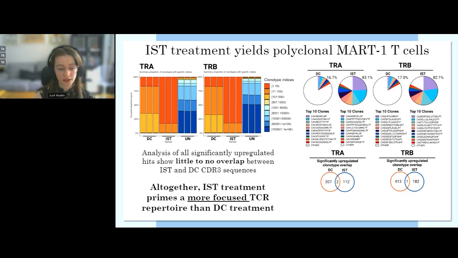So lastly, we looked at if there was any overlap in the CDR3 usage between all the significantly upregulated chains. And overlap here implies that dendritic cells and IST are priming the same TCR chain. There's a match there. So we found 2 overlapping chains for the TRA and 1 overlapping chain for the TRB. And although this might be an artifact of low sequencing depth, it may also indicate that dendritic cells and IST are actually expanding non-overlapping clones, which again was a really interesting finding. But altogether, these data show that IST treatment primes a more focused TCR repertoire than dendritic cell treatment.